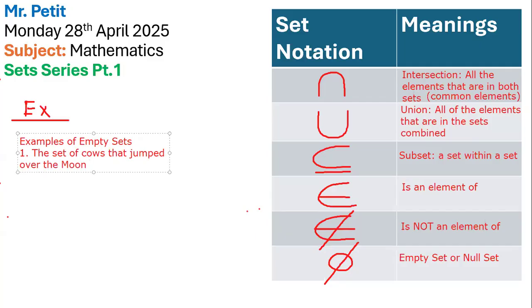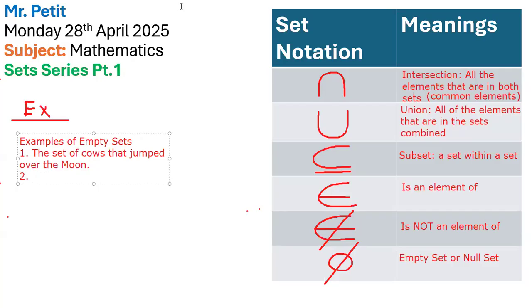Is what? An empty set or null set. Why is it an empty set? There's no cow that ever jumped over the moon. It doesn't have any members in it. Very good, because there's no cow that ever jumped over the moon. All right, give me another empty set.